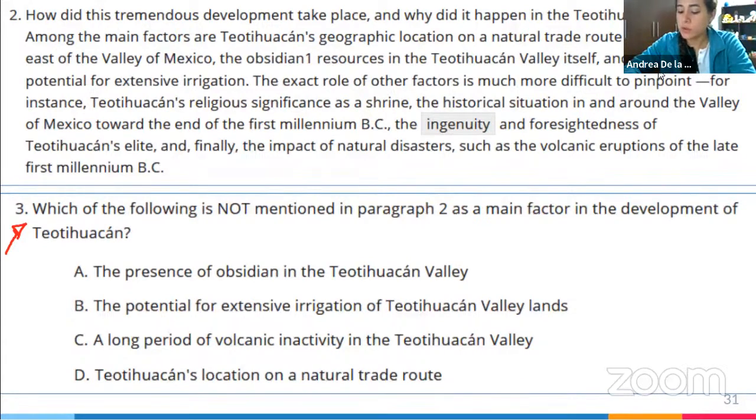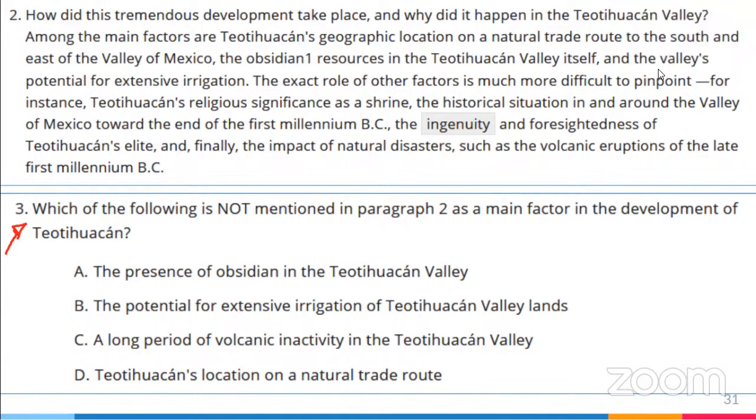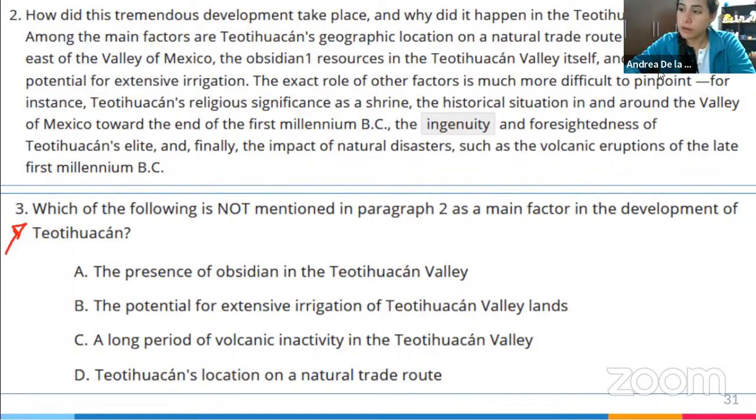You guys, what would you say? Letter C. Letter C also. Hey guys, perfect. Do you all agree? Is there anybody who thinks it's another one maybe? All right, so let's check.